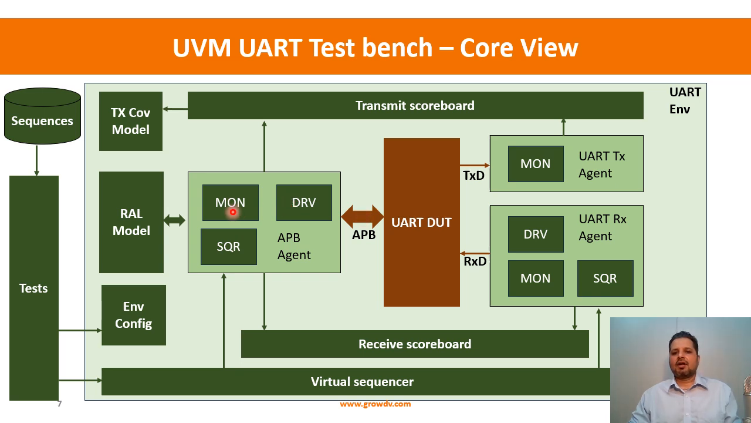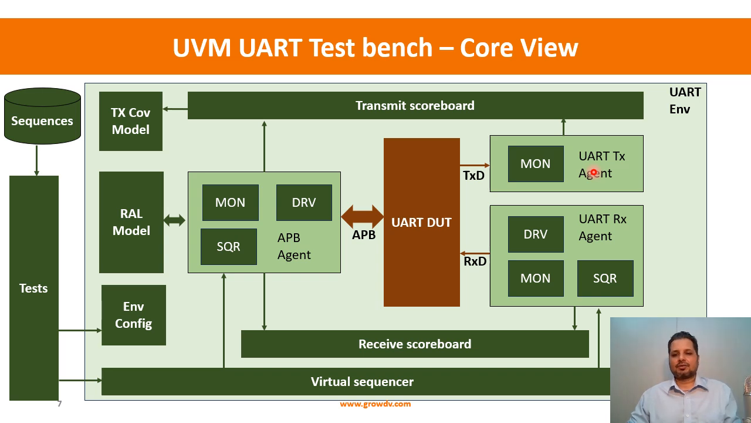Okay, so we have an APB agent that we will hook up to the APB bus. We have a driver, monitor, and a sequencer. The monitor is also going to be monitoring this APB bus and creating the APB sequence items. And then the same UART agent, we are instancing it as TX agent and RX agent. The RX agent is going to be active, that is why it has a driver and sequencer, whereas the TX agent is going to be passive because it's only going to monitor.